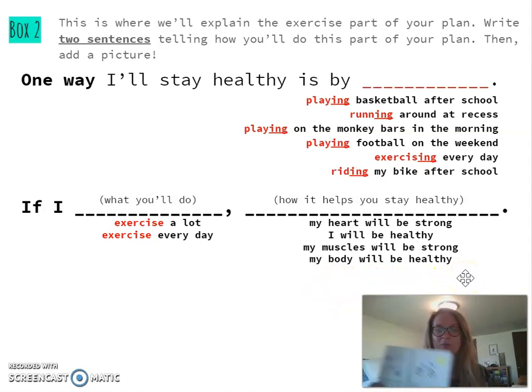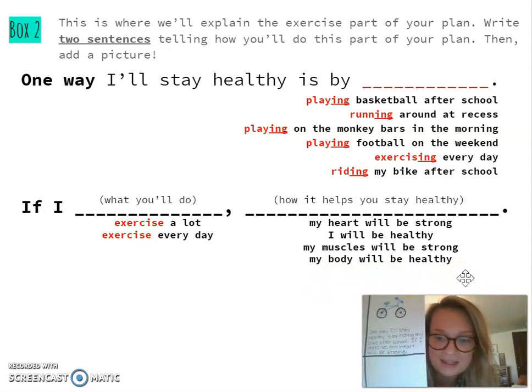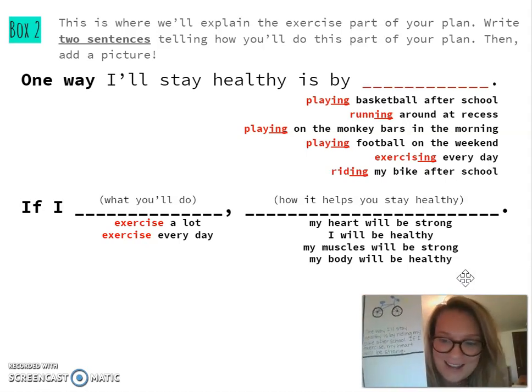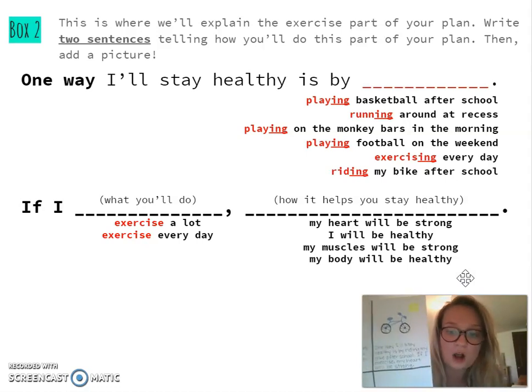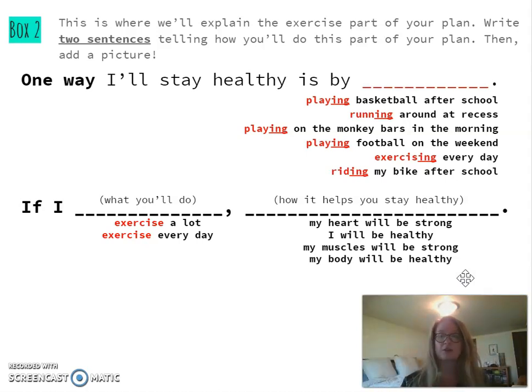Nice job. On mine, I chose to say, let me put it so you can see it, sorry. One way I'll stay healthy is by riding my bike after school. Capital and a period on that sentence. If I exercise, my heart will be strong. Then I drew a picture of my bike and the sunshine to show how I was going to get my exercise. I used the sentence frames on the screen to help me with my work.